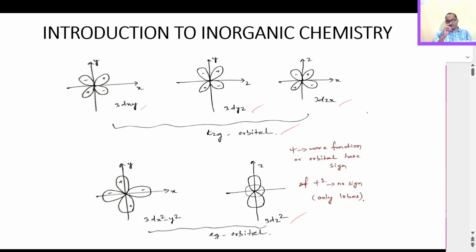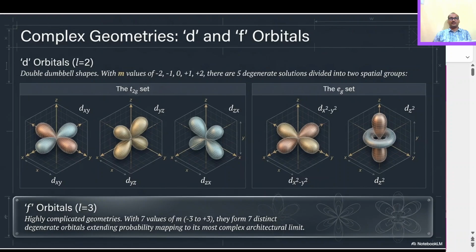So psi is the wave function or orbital, and if you have psi square, no sign, only lobes. Here you can see better clarity of the shape of d orbitals. So dxy, dyz and dzx, their lobes are in between the two axes, and dx square minus y square and dz square, their lobes are along the axis.